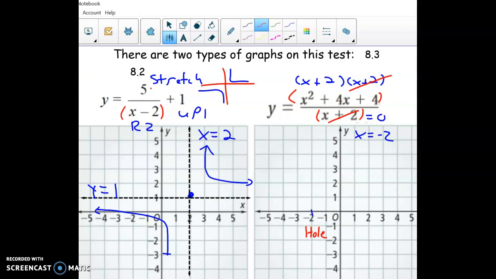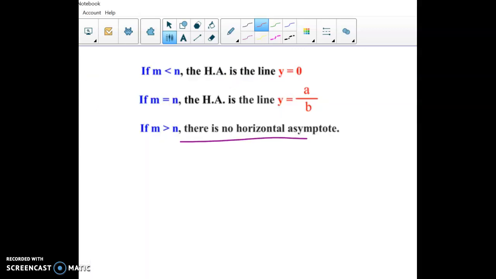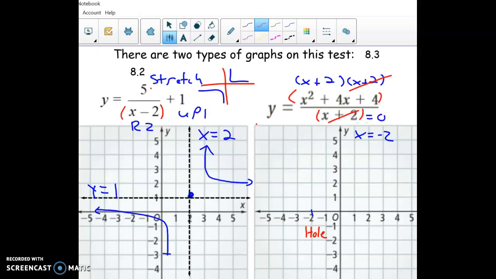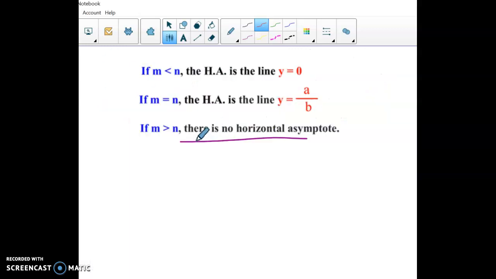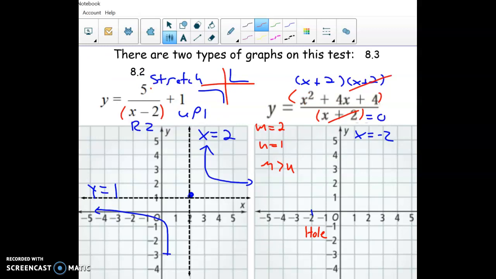Horizontal asymptote, we're going to use our chart again, right there. So m is 2 and n is 1, so it's m greater than n, so we have no horizontal asymptote. We are, again, in this case, actually, no horizontal asymptote. Okay, so you can record that if you want, no horizontal asymptote. On the test, the key is you got to label it clearly, right? As best you can, label it really, really clearly.